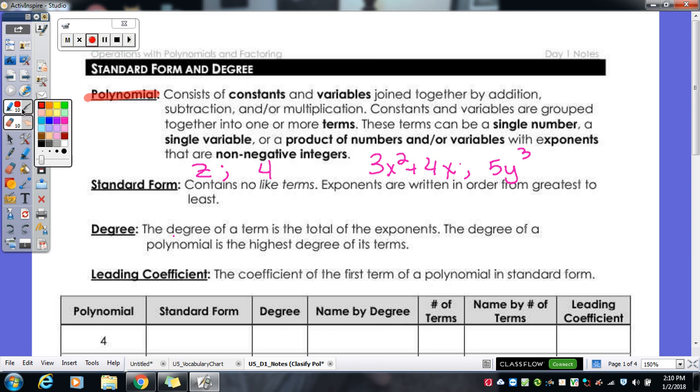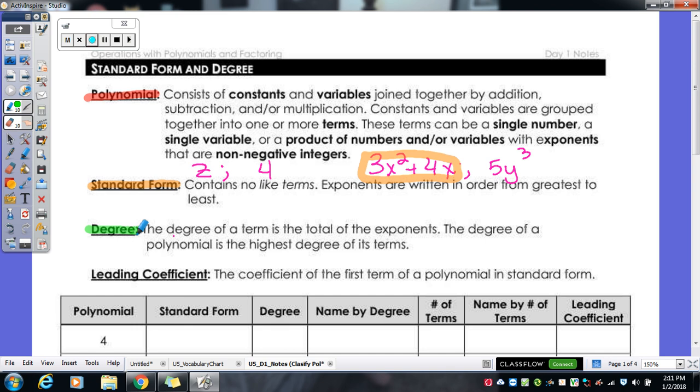Within our polynomials, we have to do what's known as standard form. Standard form contains no like terms. If there were any like terms, you would have to combine those first. And exponents are written in order from greatest to least. So this one right here is in standard form because it goes to 3x squared and then the 4x afterwards. My largest exponent is first and then my next largest, and it would keep on going down the line that way.